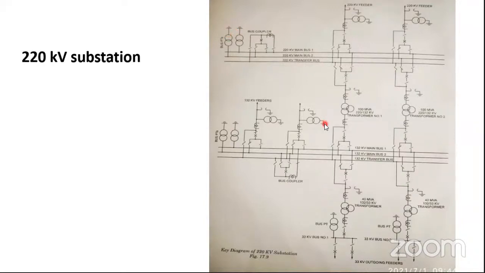Two 220 kV substation. See, 220 kV main bus 1, 220 kV main bus 2, 220 kV transfer bus. So the two main buses are connected through bus couplers. See, they are having couplers. The purpose of a bus coupler is to connect or disconnect the various buses.